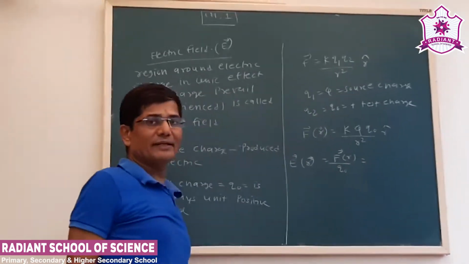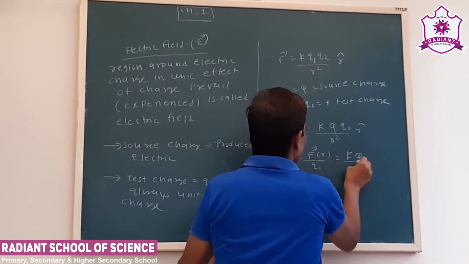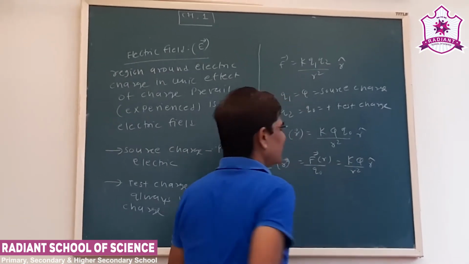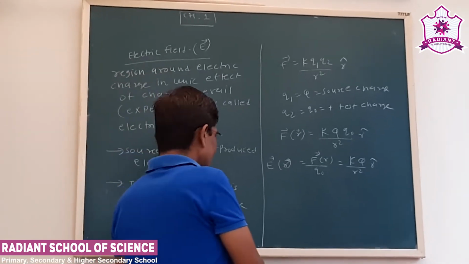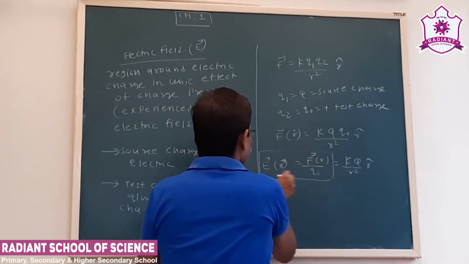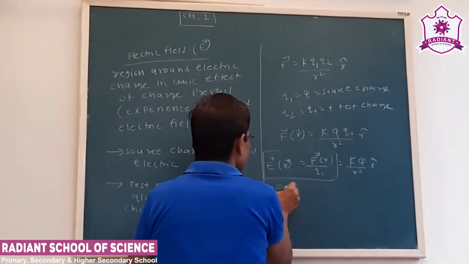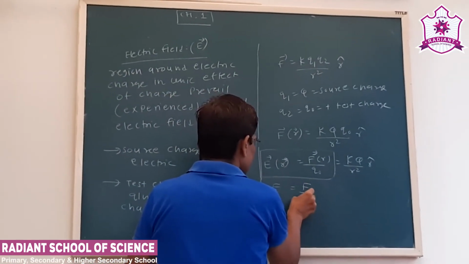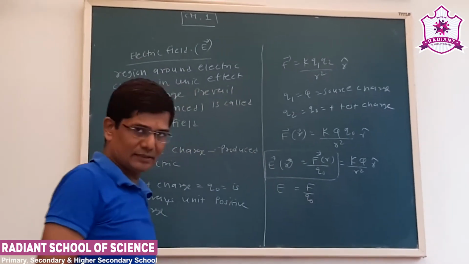This Q0 will take in the limit. That will be Q by R square and R prime. Okay? That is the simplest thing for electric field. We can define E is equal to F upon Q. Okay? E is equal to F upon Q. Now here Q naught is nothing but our test charge.